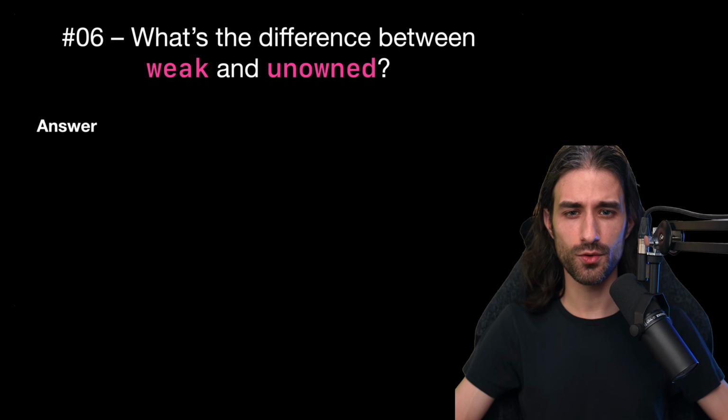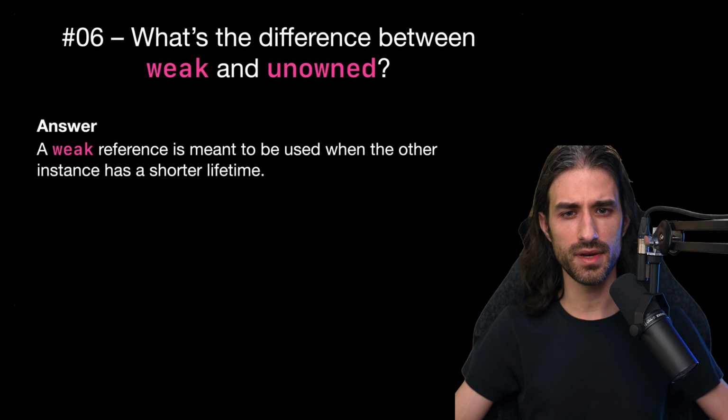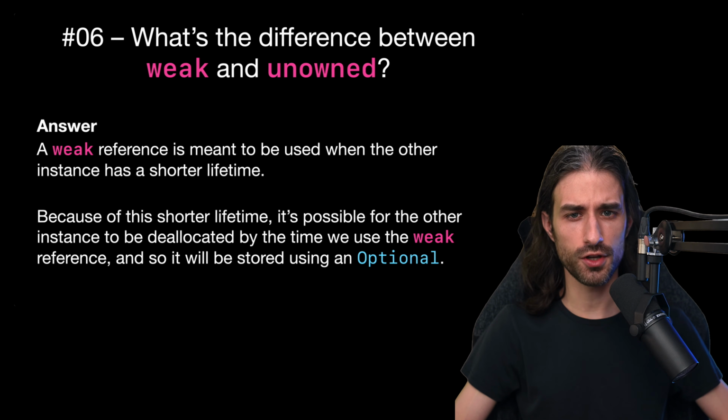To answer the question, we begin by giving precise definitions of weak and unowned. A weak reference is meant to be used when the other instance has a shorter lifetime. Because of this shorter lifetime, it's possible for the other instance to be deallocated by the time that we use the weak reference. To account for this possibility, the weak reference will be stored using an optional. This way, when the other instance has been deallocated, the weak reference will store nil.